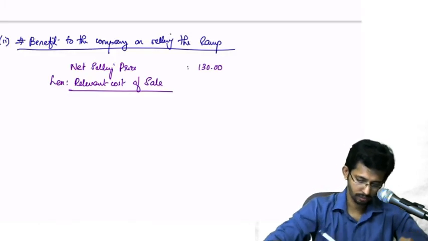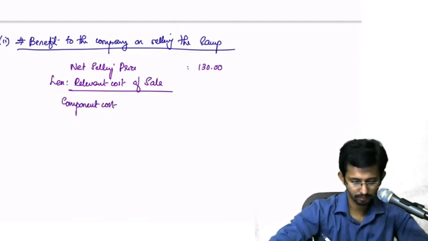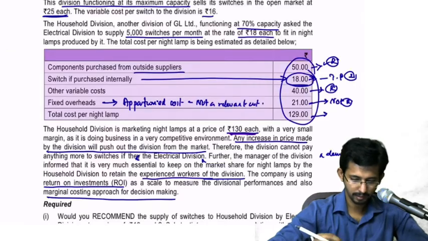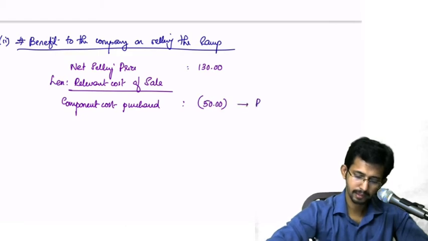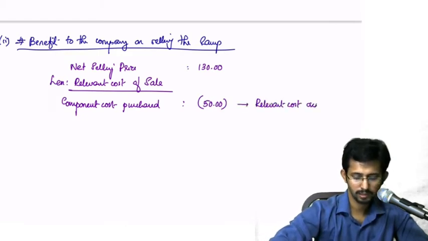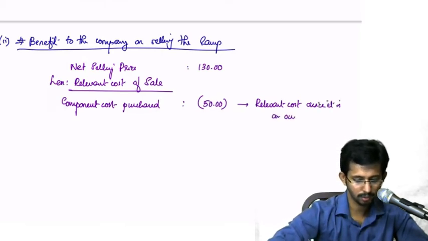So component cost purchased is 50 per unit. You can write relevant cost since it is an out of pocket cost.